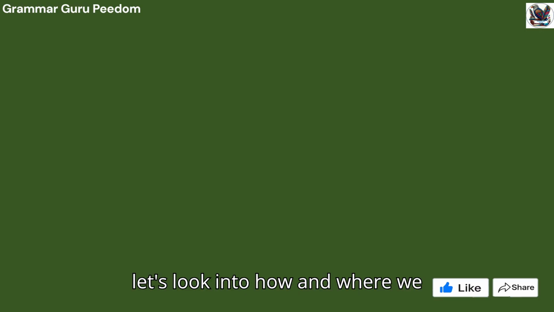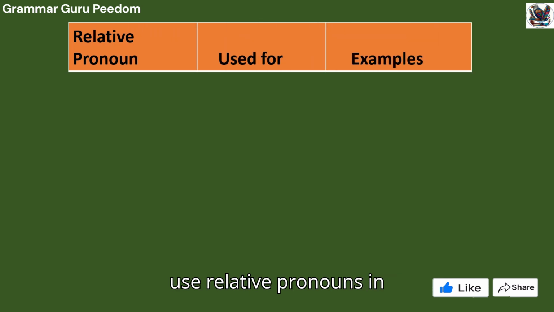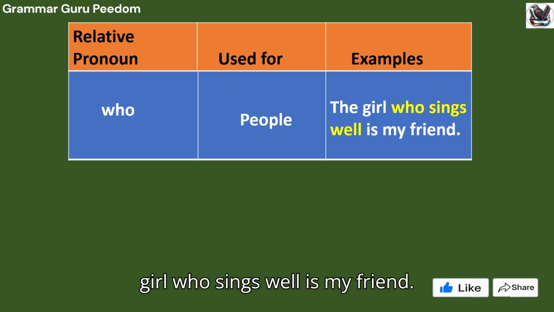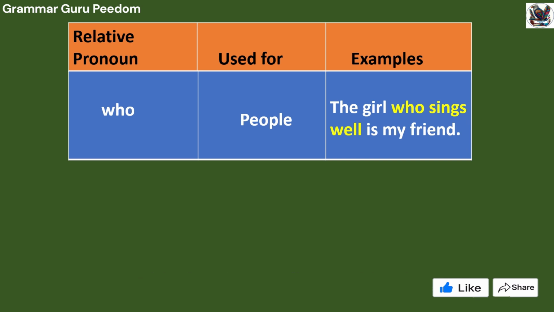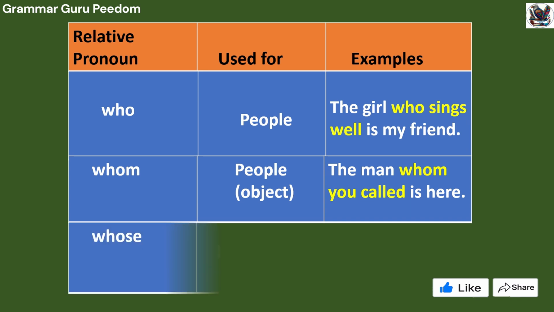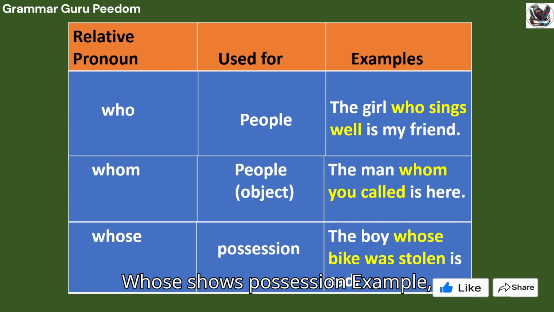Now let's look into how and where we use relative pronouns in adjective clauses. Who describes people. Example, The girl who sings well is my friend. Whom also describes people, but when the noun is in the object position. The man whom you called is here. Whose shows position. Example, the boy whose bike was stolen is sad.